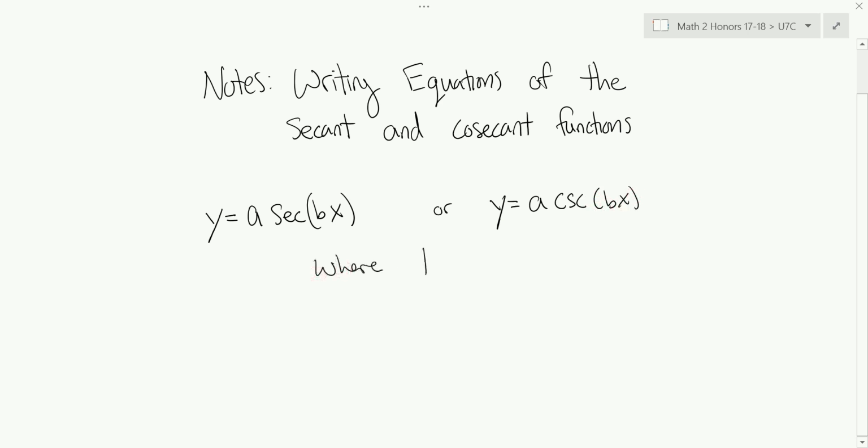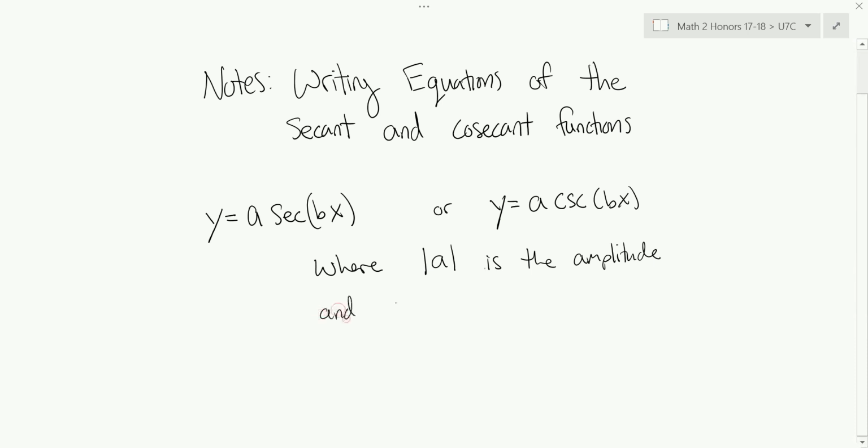where the absolute value of a is the amplitude. Okay, and that kind of gives you a. Remember your quiz question? What's the amplitude? And we had like an m in front of the function. It was absolute value of m. Okay, not m, absolute value of m. It's got to be positive.